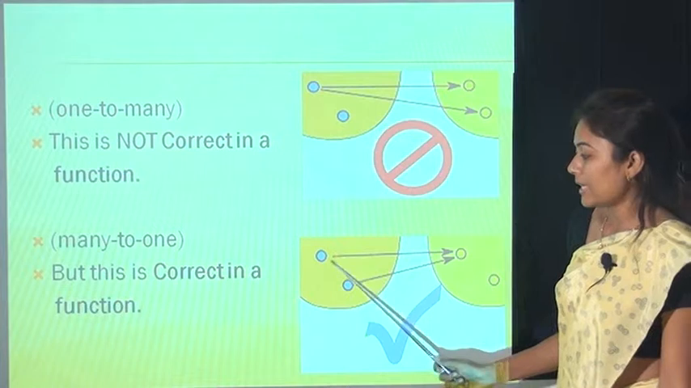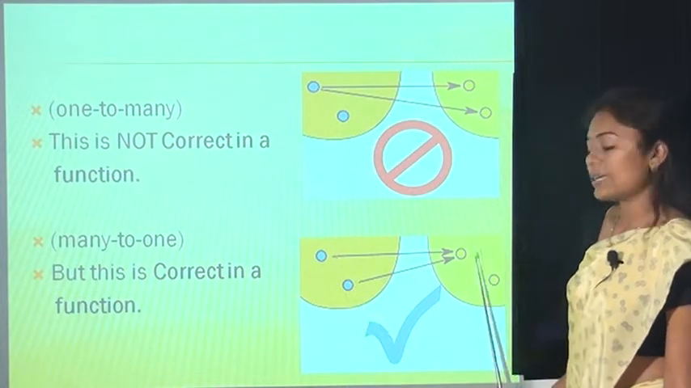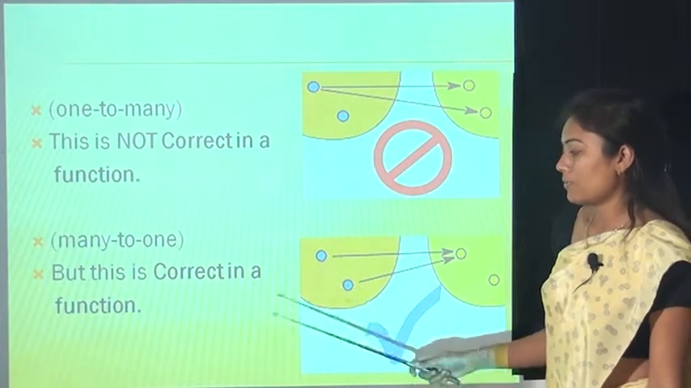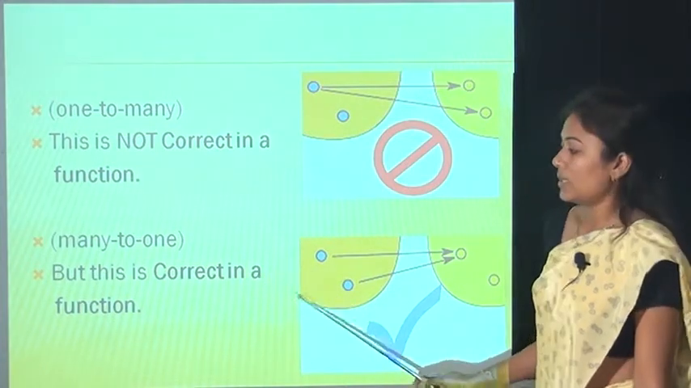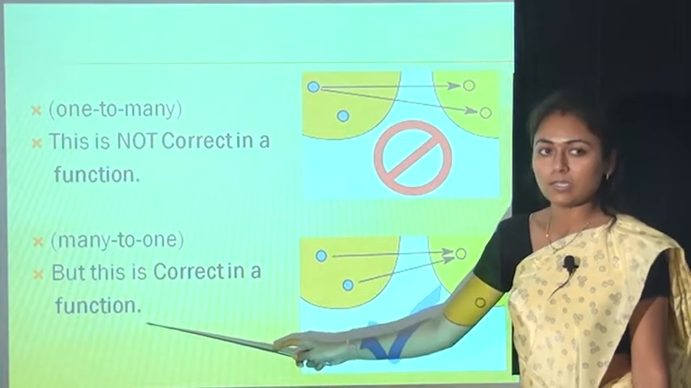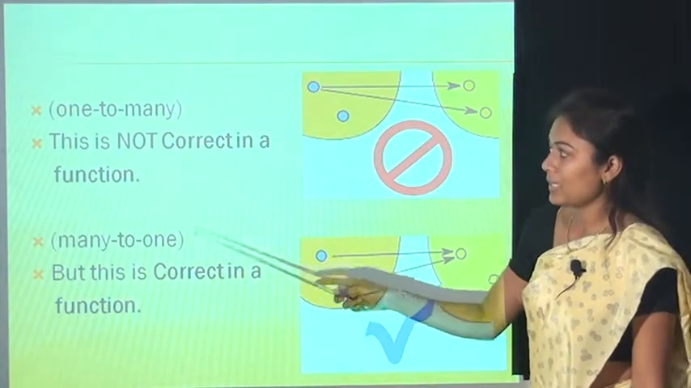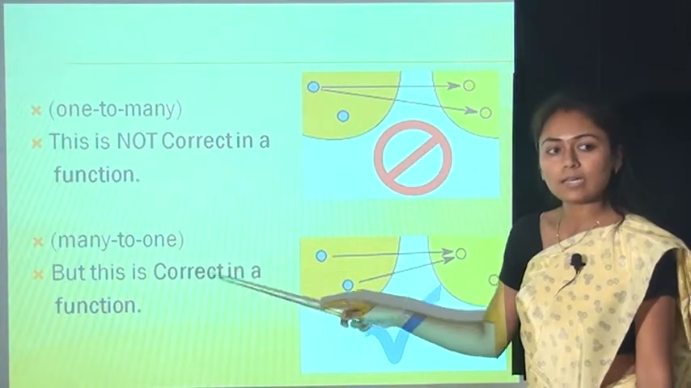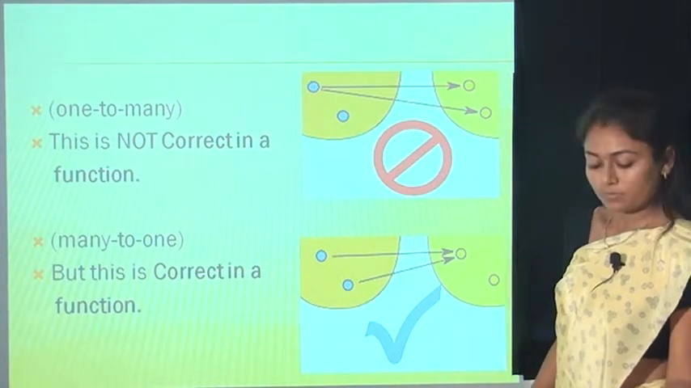That means each element of a set X is related to exactly one element of Y. Therefore it satisfies the property of a function. Therefore it is a correct function. So you can see here, one to many is not a correct function, but many to one is a correct function.